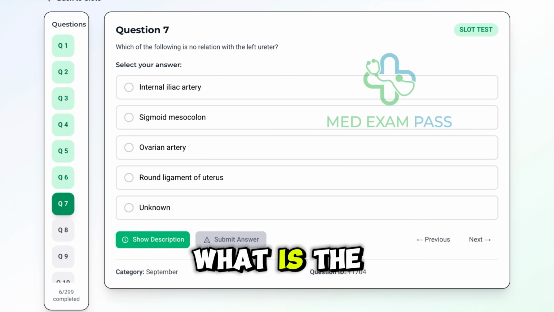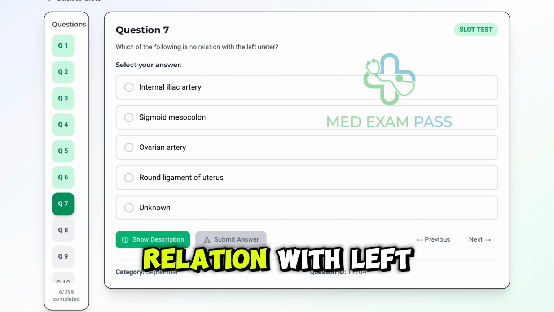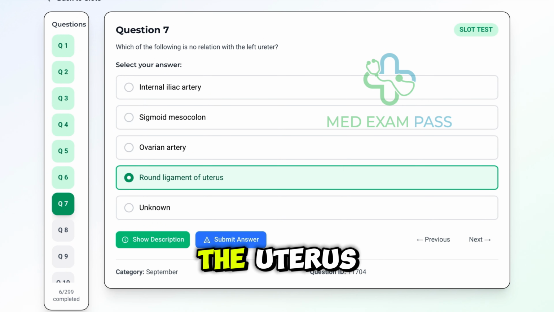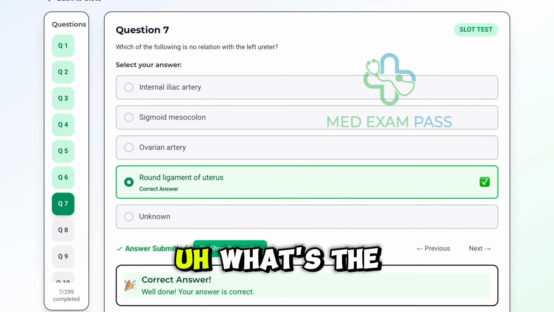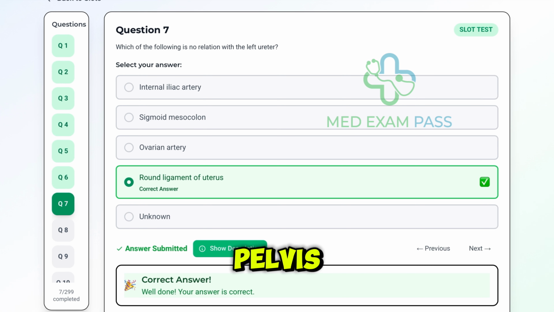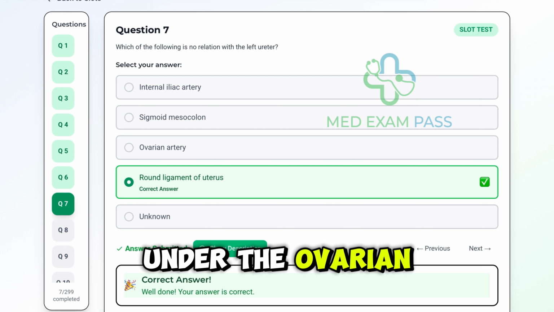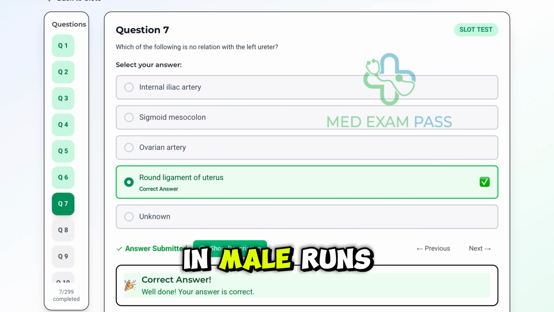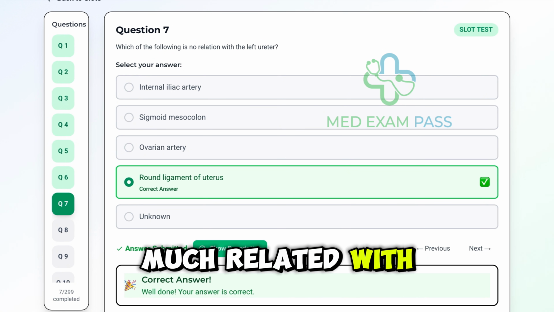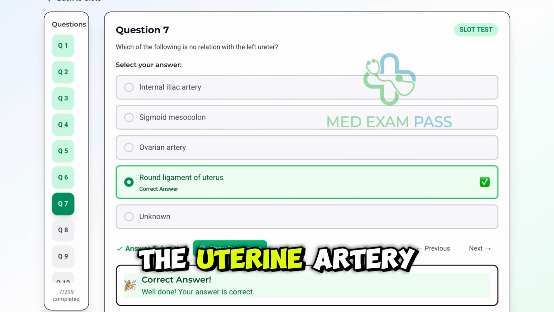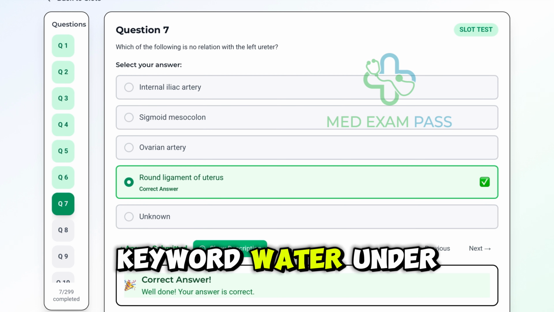Question number 7. Which of the following has no relation with the left ureter? The correct answer is the round ligament of the uterus. Here are the relations of the ureter in the pelvis; keep that in mind. It crosses the pelvic brim at the bifurcation of the common iliac artery, then passes under the ovarian artery, or testicular artery in males, and runs along the lateral pelvic wall, very much related to the internal iliac artery. In females it passes under the uterine artery.